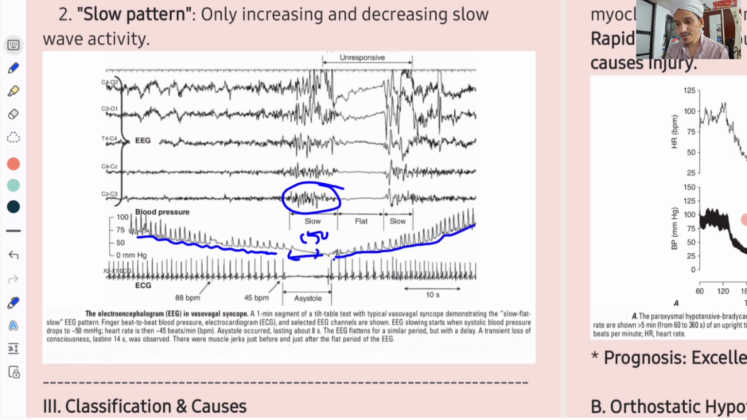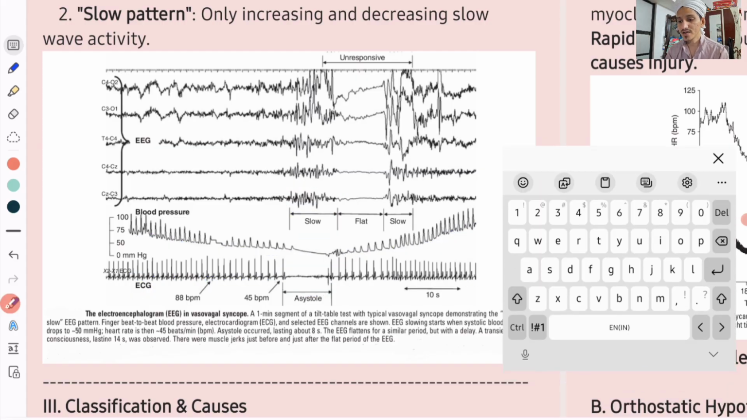And what are the changes? When there is syncope, there is asystole. The heart rate will fall, and suddenly there is a temporary cessation of heartbeat, that is asystole. Again there will be returning of heartbeat after that. So those changes you will notice. This is important.